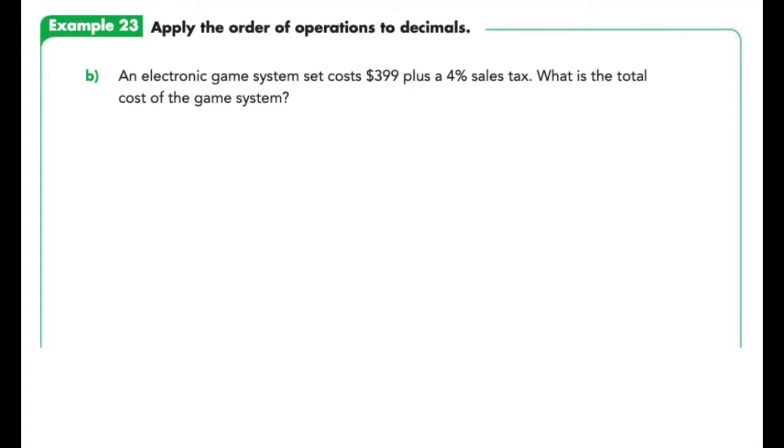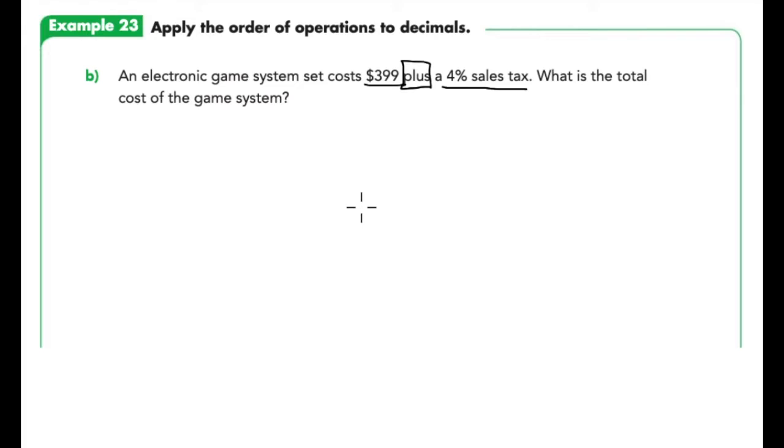Next example, we're going to be looking at a sales tax type problem. And a tax is something that's getting added on. And even if we didn't know that, we could tell by the words in this problem that it is going to be some type of addition. So in our problem here, it says that an electronic game system costs $399 plus a 4% sales tax. We're trying to find the total cost of the game.